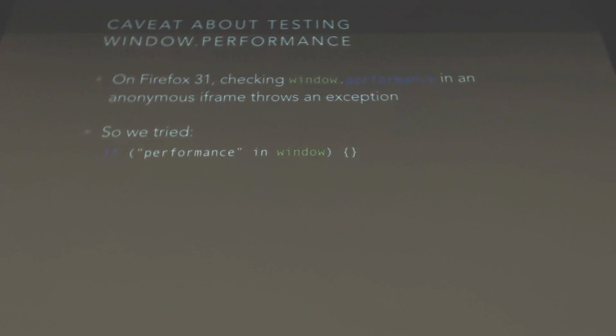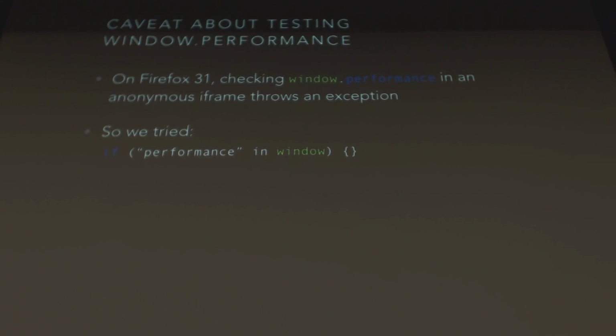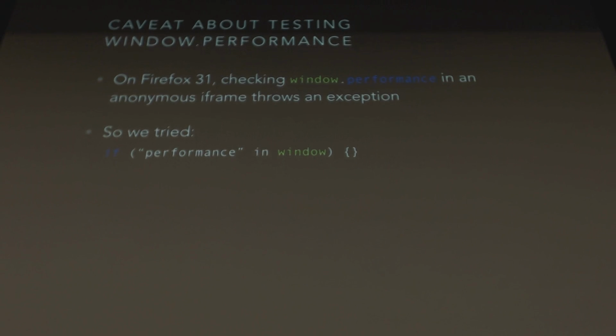There are a few caveats about using window.performance, because if you want to do any of this, you will end up using window.performance. On Firefox 31 Beta 5 onwards, I haven't mentioned Beta 5 because most people on the release branch don't use it, but there are people still using Firefox 31. Just testing for window.performance in an anonymous iframe will throw an exception. You don't actually have to do anything with it, just referencing window.performance throws an exception. And it's a very cryptic error message. They haven't actually translated the error message to English. It's just like a constant that comes up there.